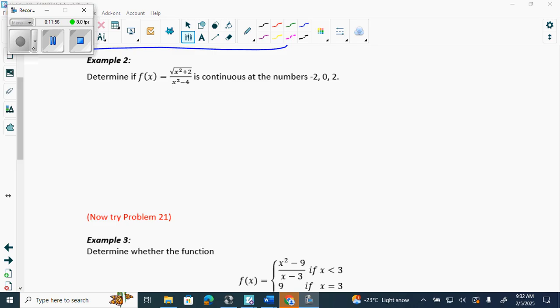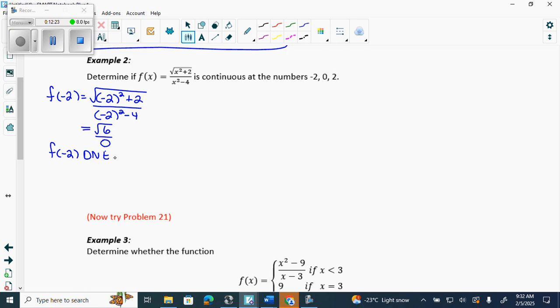So let's do f of -2. So f of -2 equals the square root of -2 squared plus 2 over -2 squared minus 4, which gets us the square root of 6 over 0. So f of -2 does not exist. Therefore, f of x is not continuous at -2.